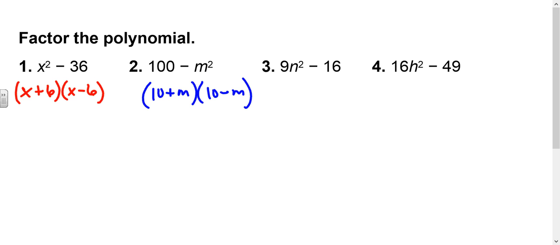So you should start to see a pattern. It's the same numbers, but one's a plus and one's a minus in your factors. Okay, this one's a little trickier. 9n squared minus 16.